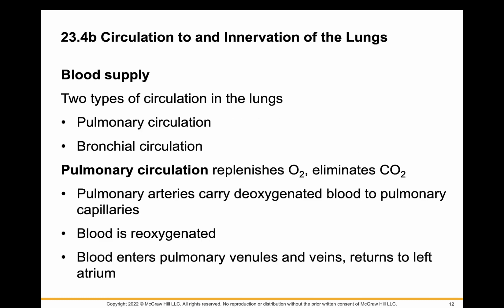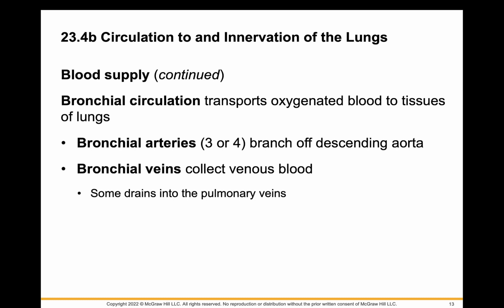Now, when we look at circulation and innervation of the lungs, there are a couple of things to keep in mind. When we look at the blood supply, there are 2 different types of circulation within the lungs: the pulmonary circulation and the bronchial circulation. The pulmonary circulation replenishes oxygen and eliminates CO2. Pulmonary arteries carry deoxygenated blood to pulmonary capillaries. Blood is reoxygenated, enters pulmonary venules and veins, and makes its way back to the left atrium of the heart. The bronchial circulation is responsible for transporting oxygenated blood to tissues of the lungs themselves.